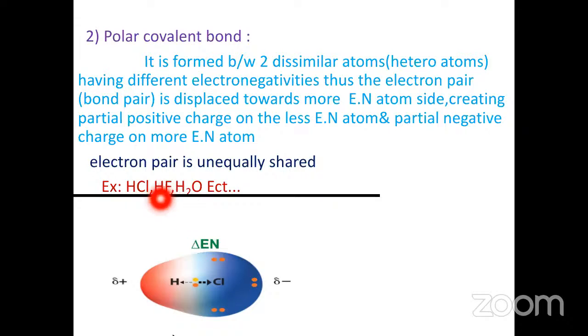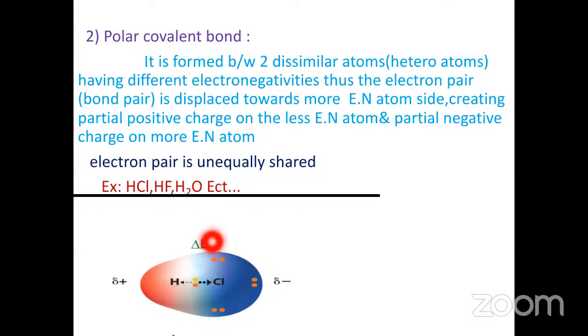Examples are the HCl molecule, HF, H2O, etc. Those are polar covalent compounds. For example, in the HCl molecule, hydrogen has one electron in its outermost shell and chlorine has 7 electrons in its valence shell. So chlorine requires one electron and hydrogen also requires one electron to get stability. So hydrogen contributes one electron and chlorine also contributes one electron for sharing.